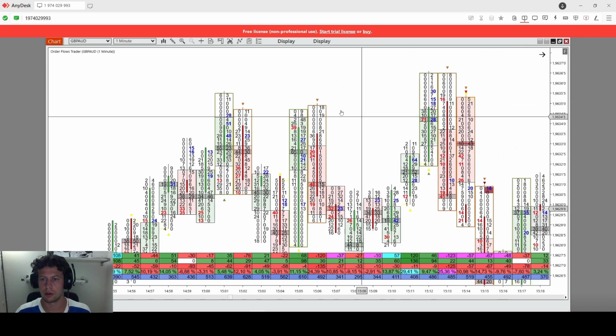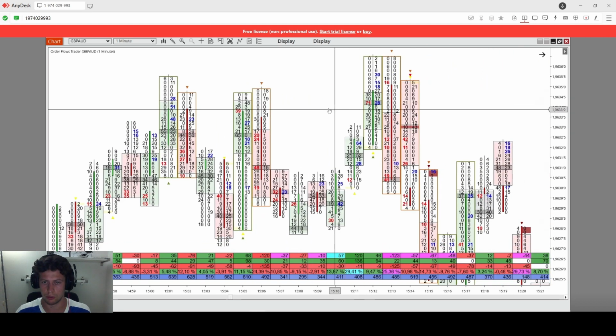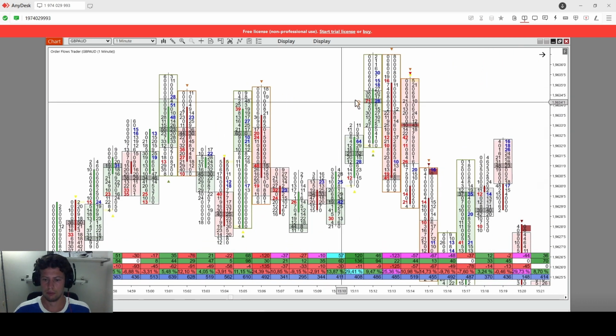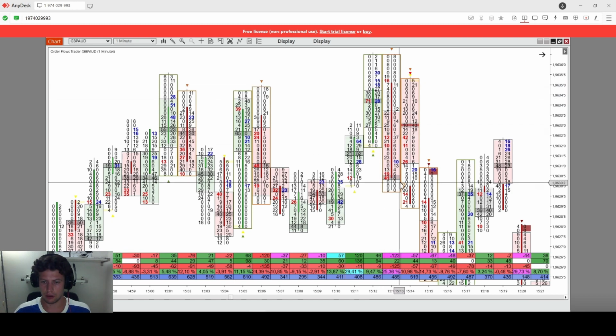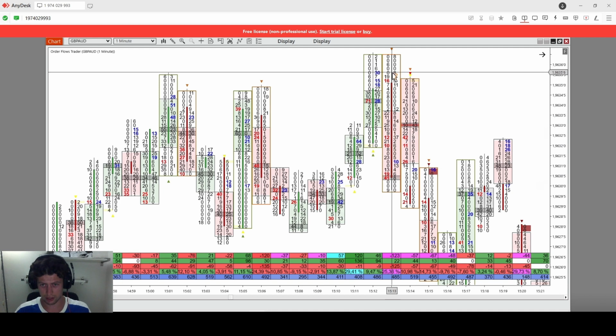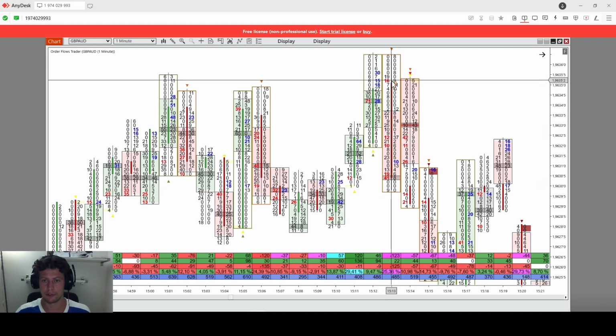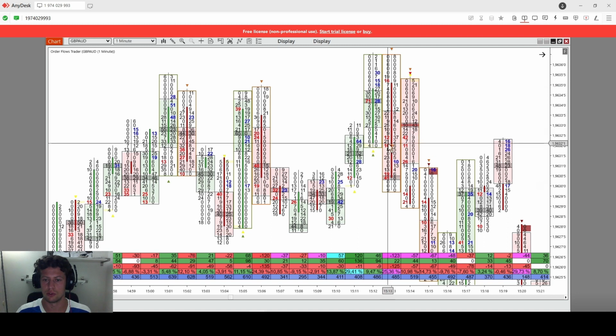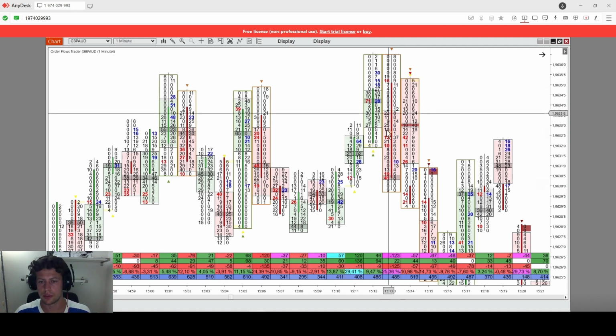I will show you the entry point. This big red candle, we have multiple imbalances: 1, 2, 3, 4, 5 imbalances. That's a lot. So this is one confirmation, very nice.